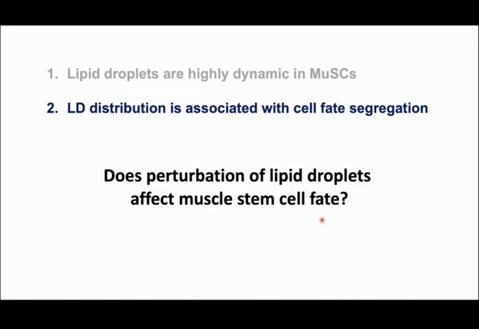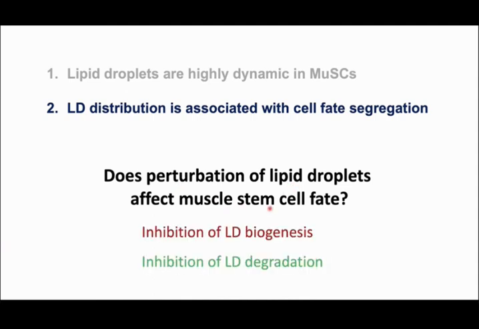I'm going a little bit faster because these are all published. I was slow in introducing our system so everyone was on the same page, right? So the next question was, can we perturb droplets to affect the stem cell fate? We used 2 different methods. One is to inhibit the biogenesis of droplets. One is to inhibit the degradation, okay?